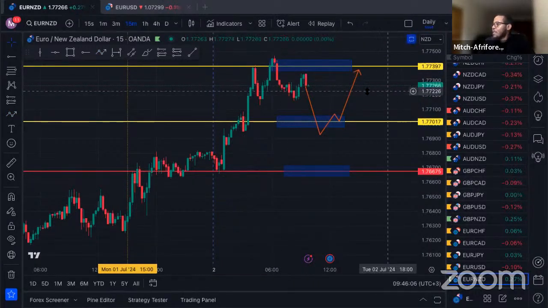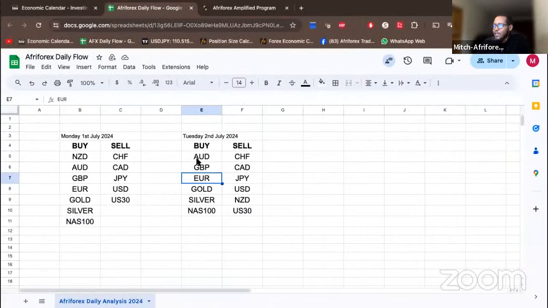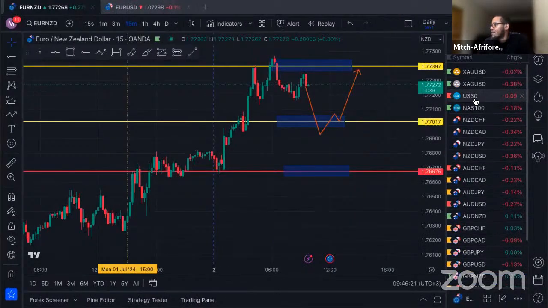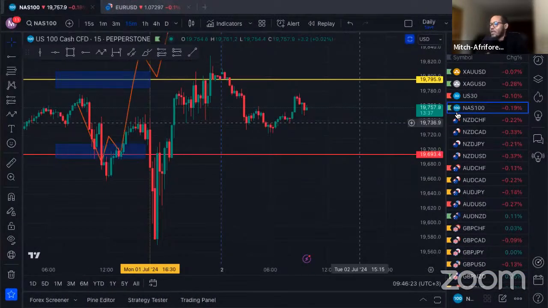So I hope that's clear on all the currency pairs. As you can clearly see, we've mixed and matched all the pairs on the buy side with all the pairs on the sell side. So right now, we're going to have a look at the indices before we have a look at gold and silver. So we'll start off with the NASDAQ 100.